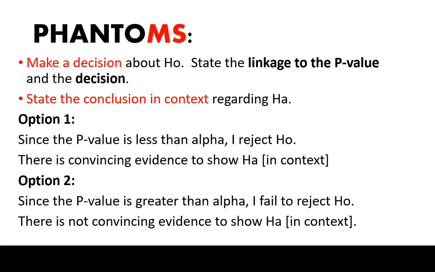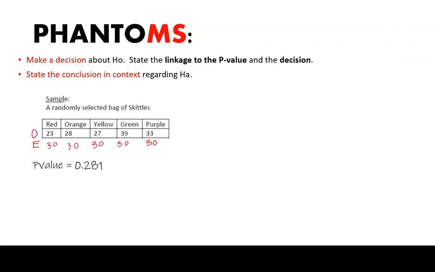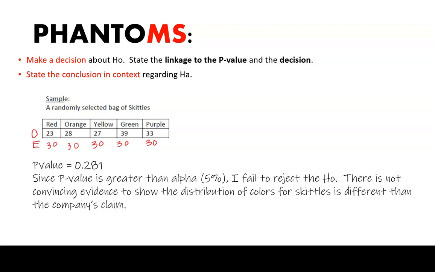Okay, option 2 would be that since the p-value is greater than alpha, I fail to reject the null hypothesis. That means there's not convincing evidence for Ha in context. So in our bag of Skittles example here, we got a p-value of 0.281. So that 0.281, that's a very large p-value. So what we're going to say is since the p-value is greater than alpha, 5%, I fail to reject the null hypothesis. So in this case, that means there's not convincing evidence for Ha.